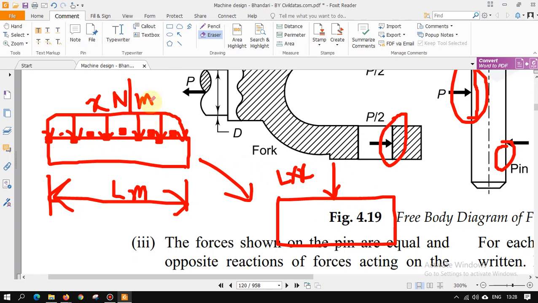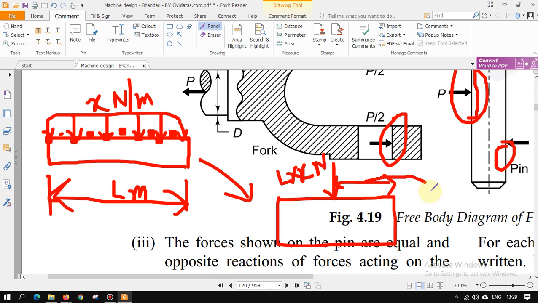Now this will be only L into X Newton. The problem. Now you may ask, sir, why are you telling that this is the problem? Let me share a fact with you: how can you tell that the load applied over the entire section can be concentrated in a single point? Can anyone give me an answer?